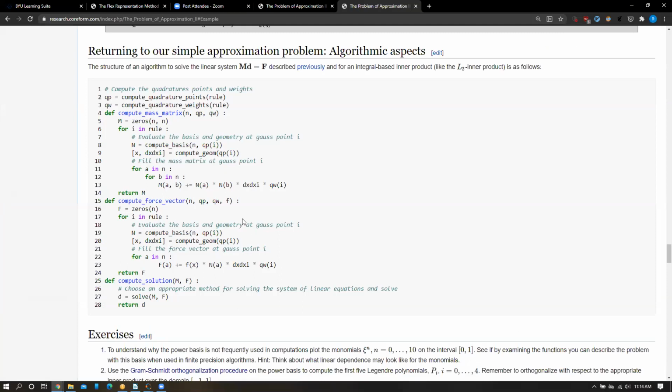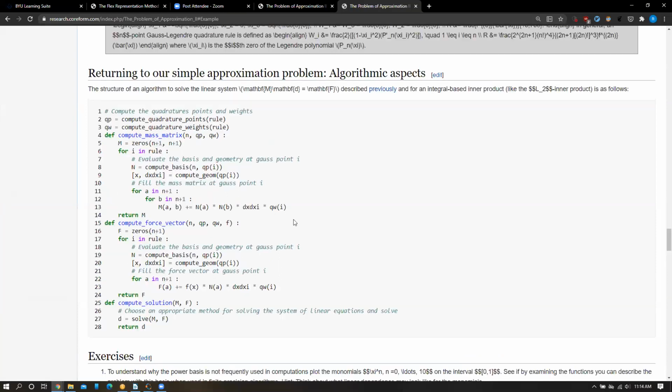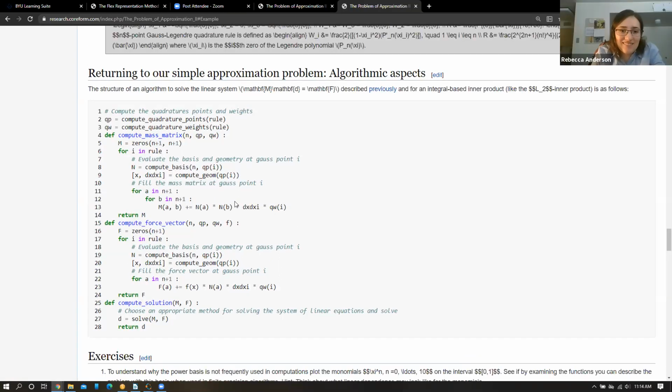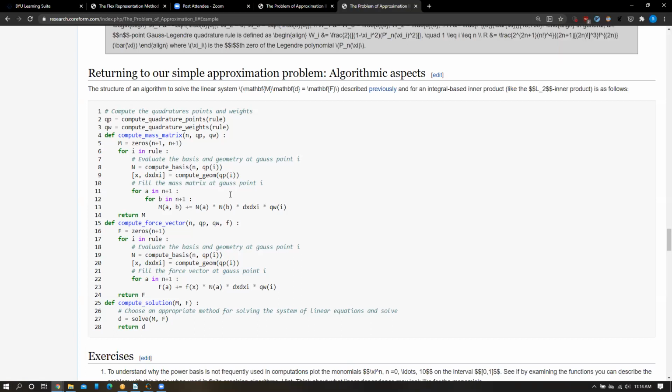So refresh and you'll see the new, I updated it. Okay, so you want to focus on writing the subroutines first: compute quadrature points, compute quadrature weights, compute basis, and compute geom. Those 4 routines you write separately.